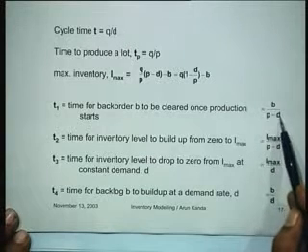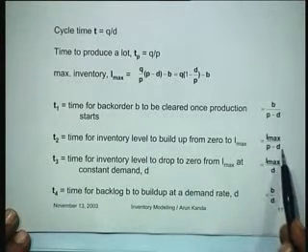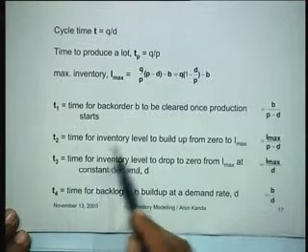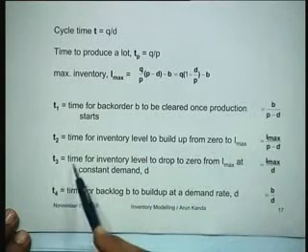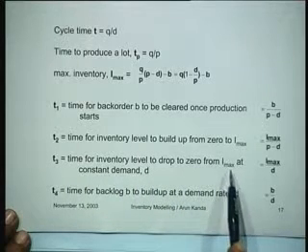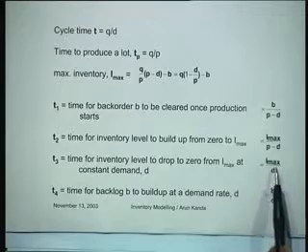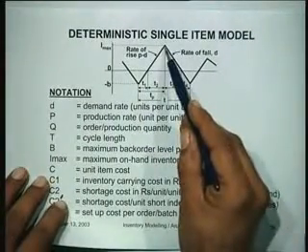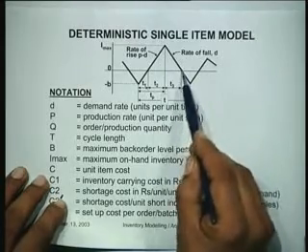B over P minus D. T2 similarly will be I max over P minus D. So this is the time required to build up inventory from 0 to I max. T3 is the time for inventory level to drop to 0 from I max at a constant demand D. So this is nothing but I max by D. It's like saying, if I'm here, how much time does it take for the inventory to fall down to 0? That's the time T3.